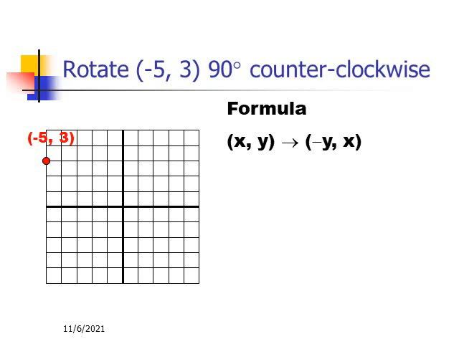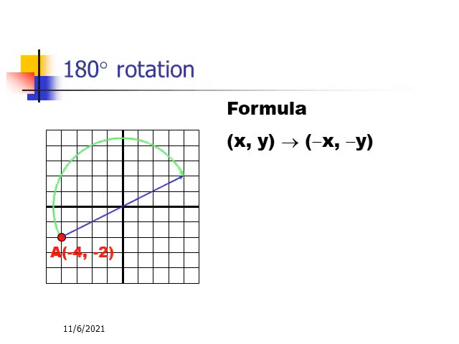Now I have (-3, 5). I change its places and it becomes (3, -5), and I give sign to the first. It becomes (-3, -5). Don't forget to change places, then give sign to the first. So now it becomes (-3, -5), and the point has moved 90 degrees. Just that.